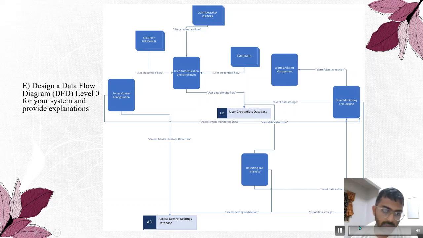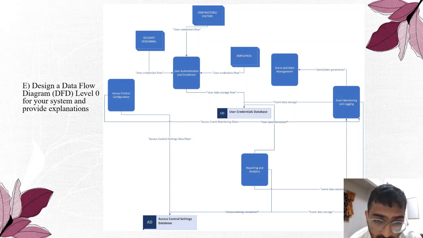My next question is: design a data flow diagram level 0 for my system and provide an explanation. There are three entities: security personnel, contractors and visitors, and employees. The user's credentials flow to the process, which is user authentication and enrollment. The data from this process is sent to the data store, user credential database.